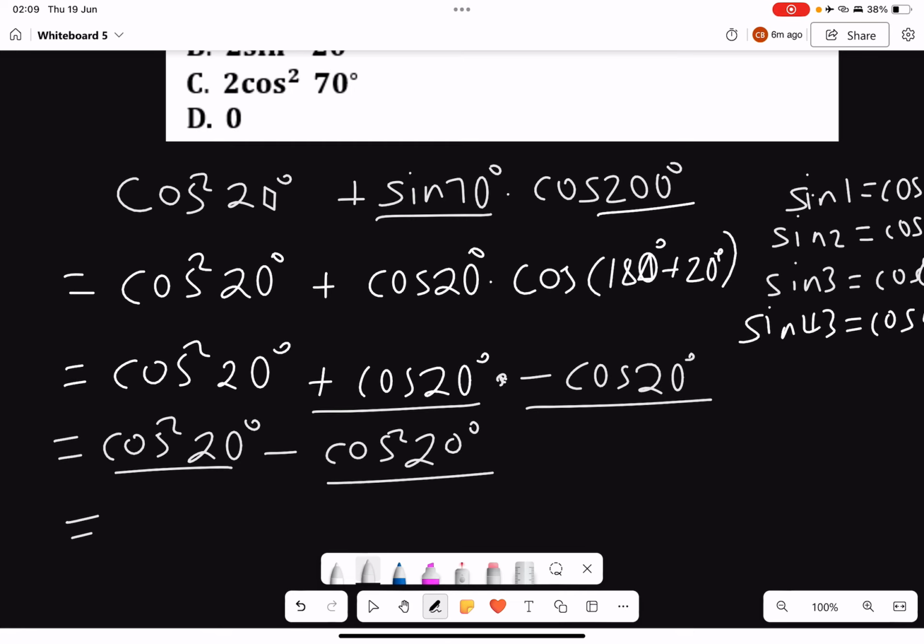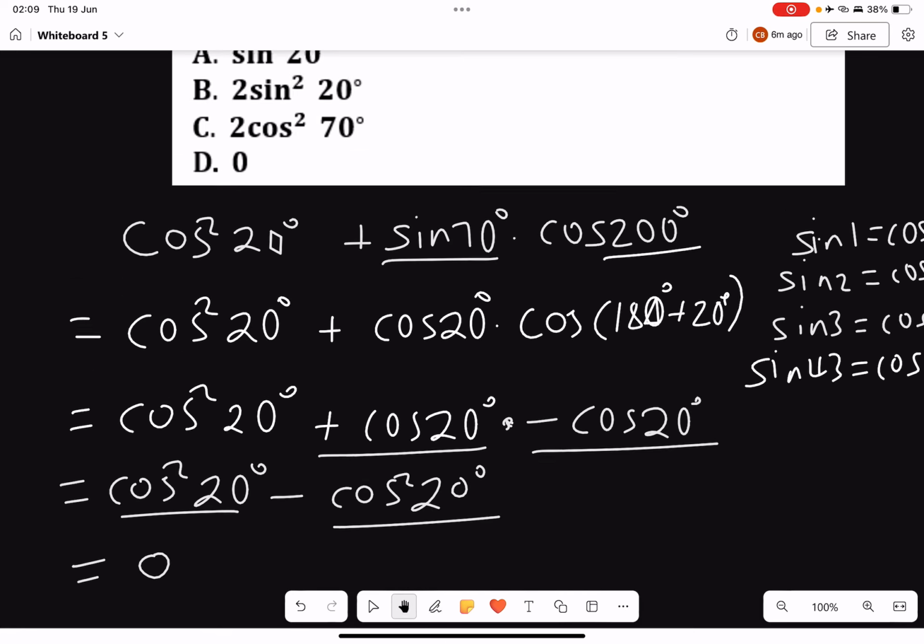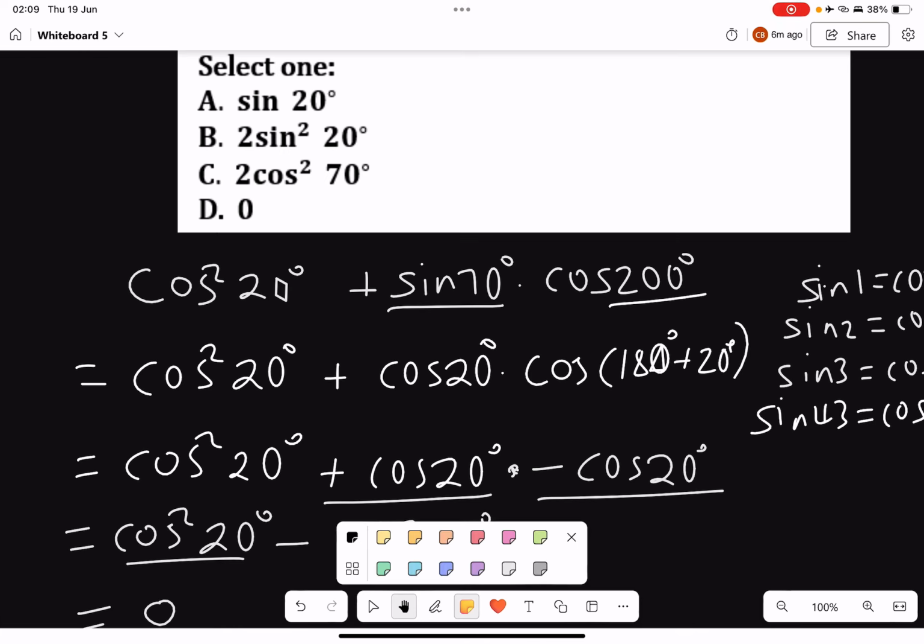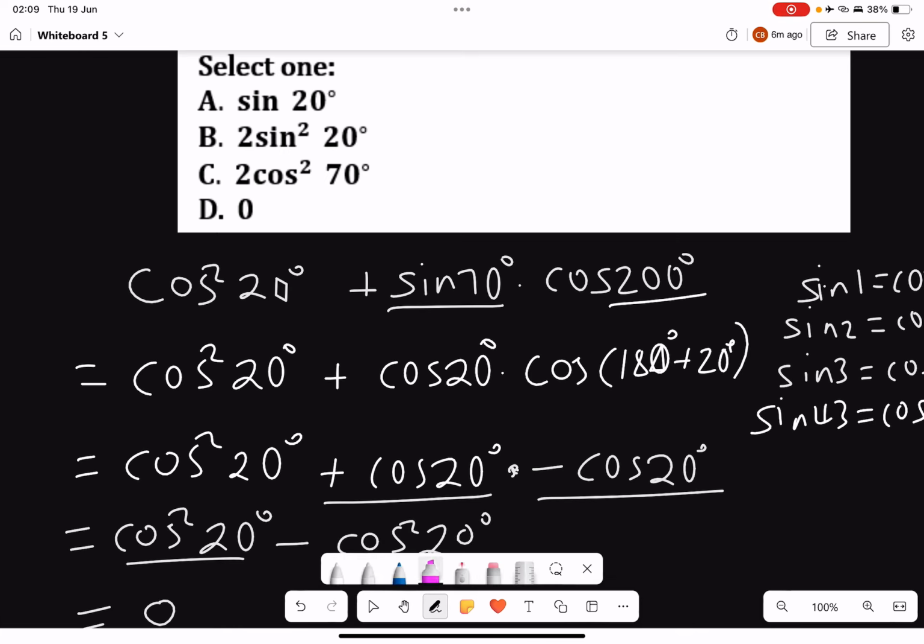We get the answer of 0. And indeed 0 is option D on our options. So we're going to go with option D.